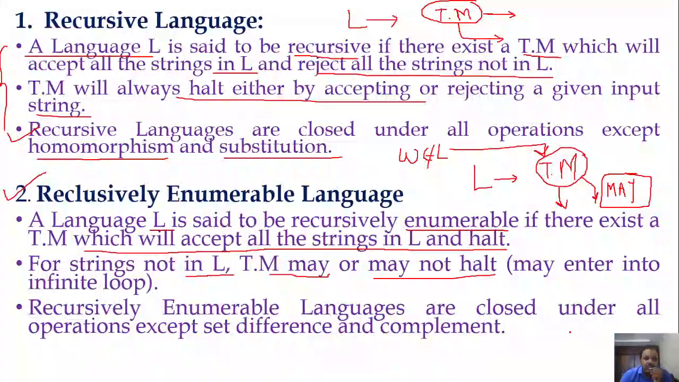Recursively enumerable languages are closed under all operations except set difference and complement.